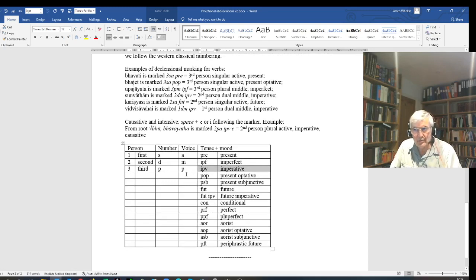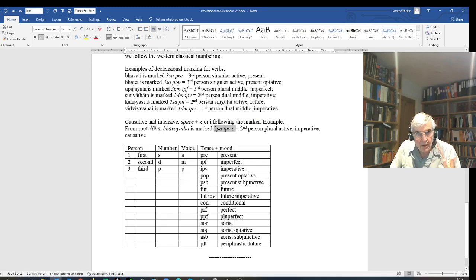And one final thing before I move on from this sheet is that to mark causative and intensive verbs, there's just a space following the rubric. So if a verb is causative or intensive, then what you'll see is what we've given here. 2PA IPV space C, as in bhavayata, from the root bhu, bhavayata, meaning you're being told to cultivate virtue. You very often see bhavayata, and in Pali, bhaveta.